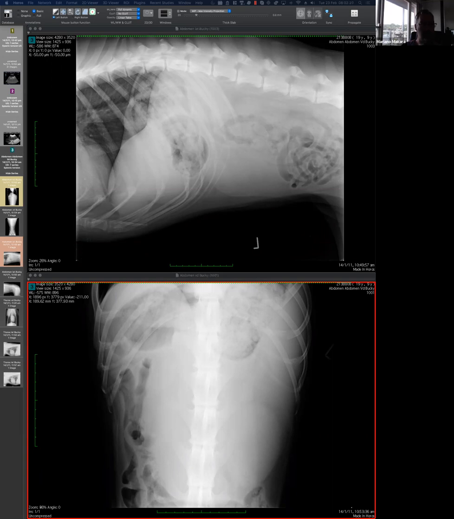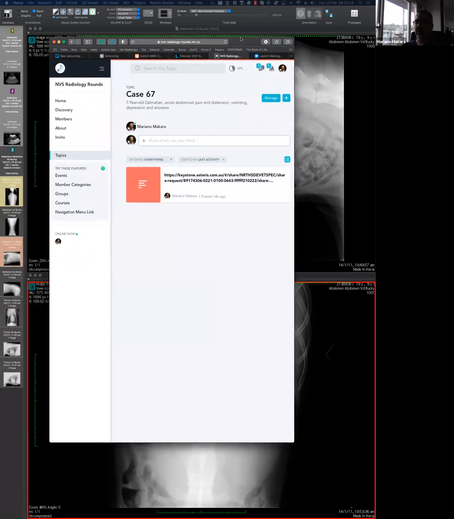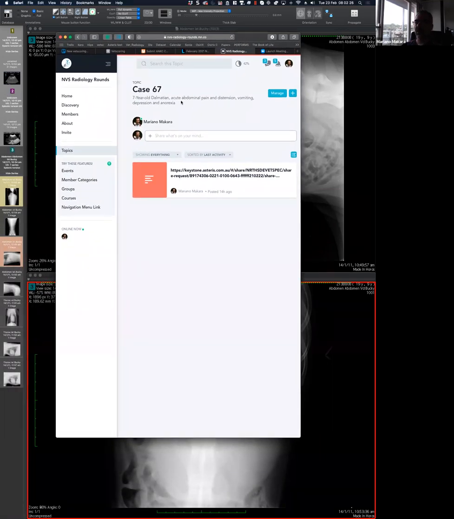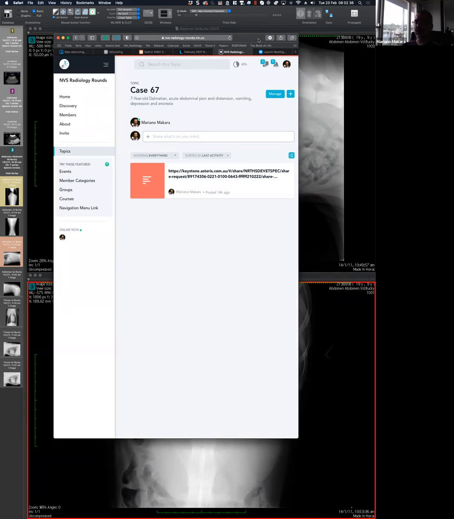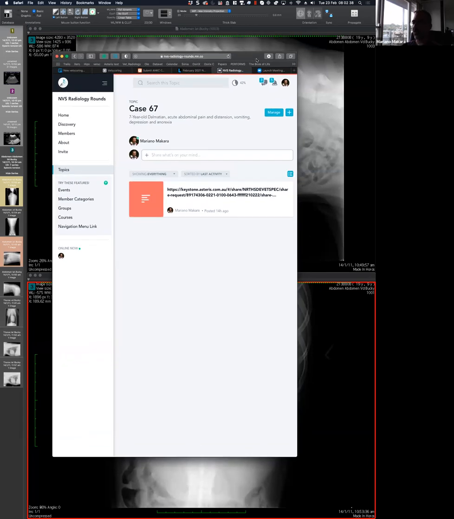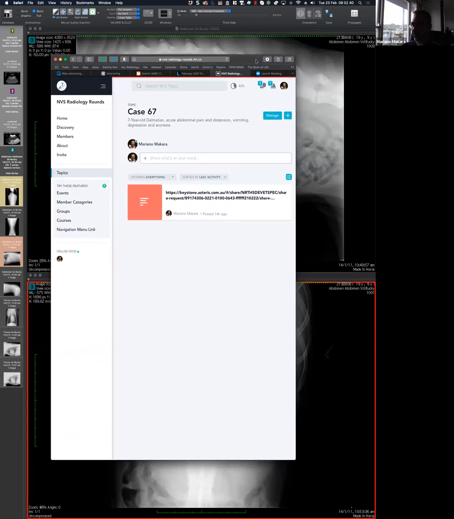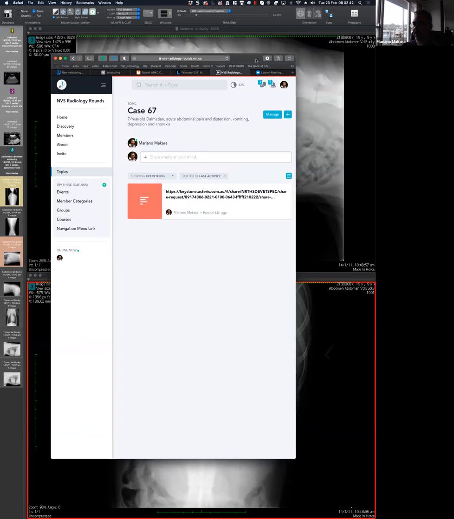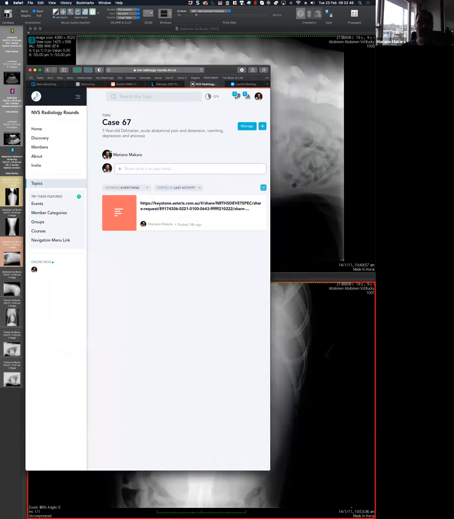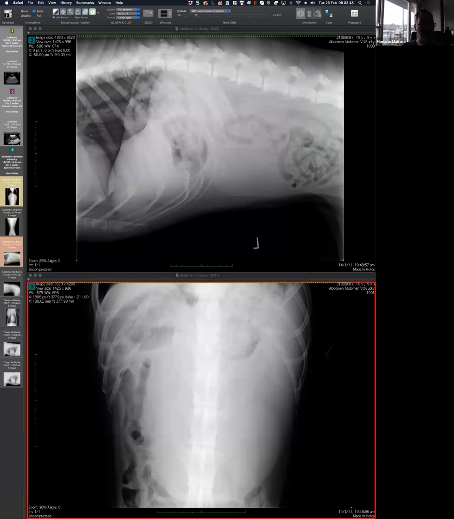Okay, so this is a history. This is a 7-year-old dog with acute abdominal pain and distension, vomiting, depression, and anorexia. I remember this is quite an old case. It was during my residency. Yes, 2011. And I remember the hallmark was the pain.